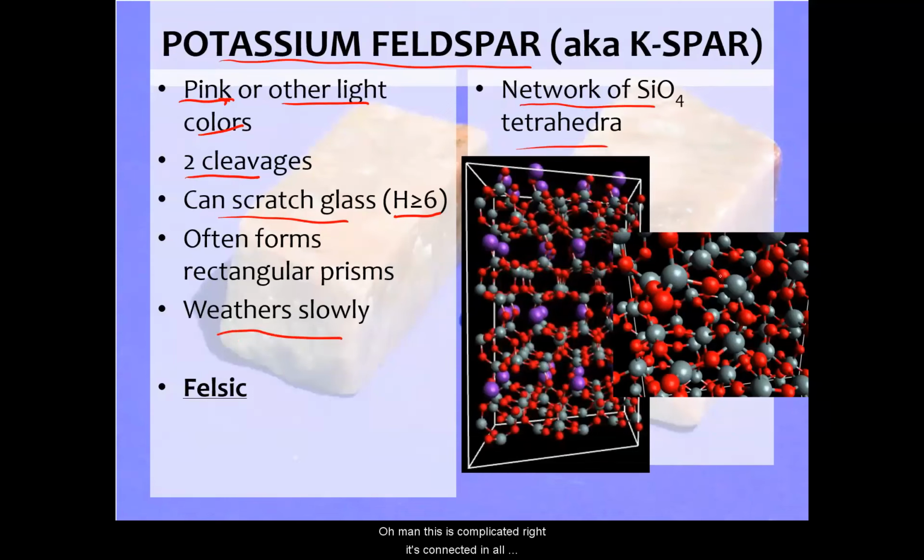Oh man, this is complicated, right? It's connected in all directions. This one's connected to that one here, that one here. They're all connected in 3 dimensions. And there are just a few other potassium ions thrown in. Because it's connected in all directions, it's relatively hard and it weathers slowly. It's a felsic mineral.